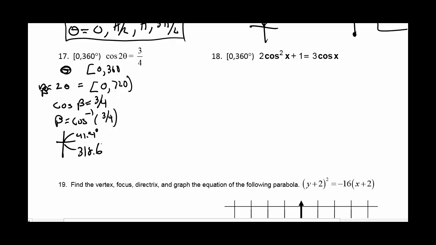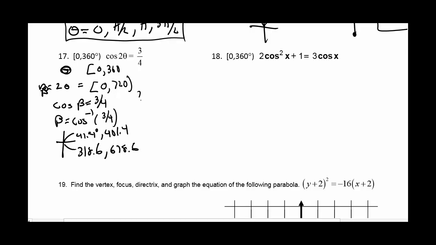318.6. Okay, but I want to go around the circle twice. So each of those two numbers I'm going to add 360 to. So for this one I get 678.6, and the 41.4 plus 360, I get 401.4.